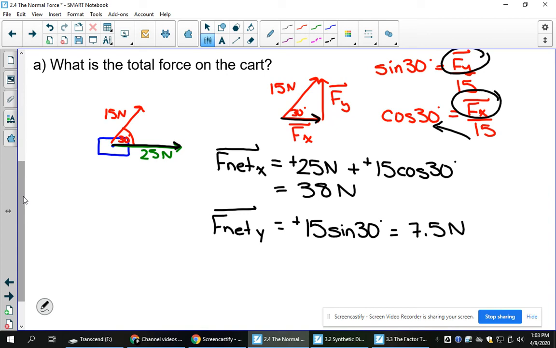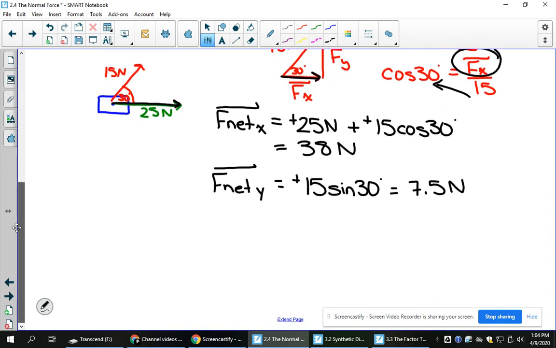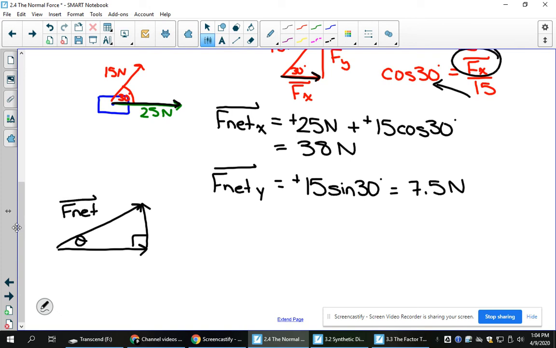Now, what do we do when we have an x component and a y component? We draw a new diagram with an x and a y. We give it a resultant and an angle, and we solve for our overall net force. So in the x direction, I had the 38. Y direction was 7.5. We're going to do Pythagorean theorem and a tan ratio.